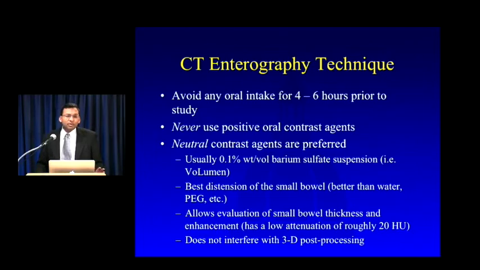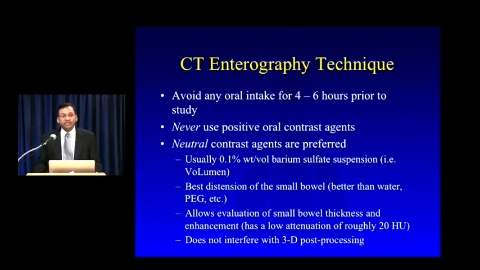Alternatively, I think what most people use nowadays is a neutral agent. You have a number of different options: water, polyethylene glycol, Volumen. And I'd say that the agent that most people around the country are using is going to be Volumen, which is 0.1% weight per volume barium sulfate. It's a neutral agent that has a Hounsfield attenuation of about 20, and so it's going to look hypodense. It's going to distend the bowel well and give you maximal distension, but by the same token, still allow you to look at the bowel wall to judge abnormalities both in thickness and enhancement.